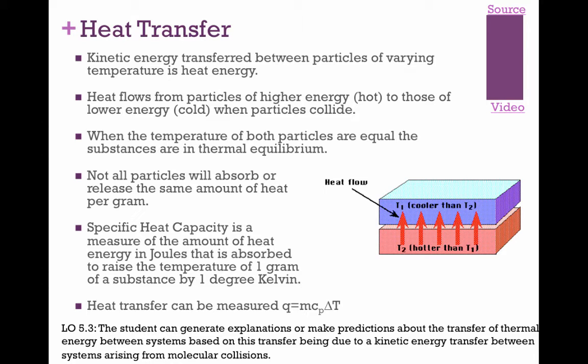When they are at equal temperatures, they are at thermal equilibrium. Right? They've balanced each other out. Specific heat, know water specific heat. What's water specific heat? 4.184 joules per gram degree Celsius or gram degree Kelvin. It's the same thing because delta T is going to be the same. You can measure heat transfer in terms of Q equals MC delta T.